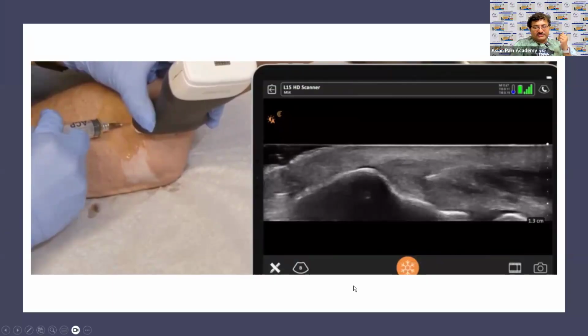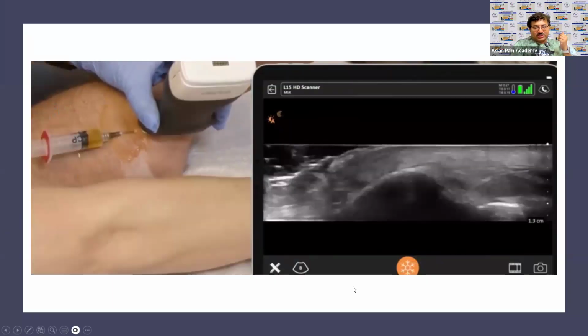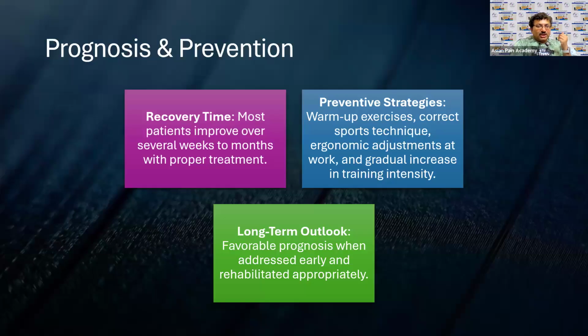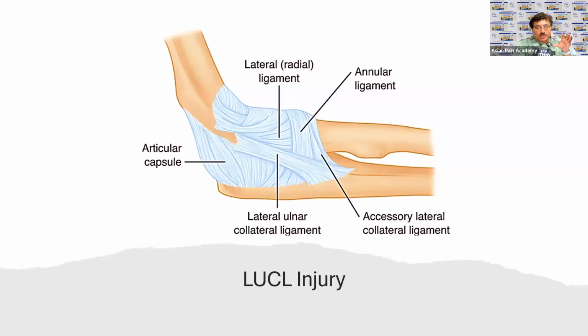This is one of the most common procedures done in musculoskeletal ultrasound. Now prognosis and recovery time: most patients recover over several weeks or months with proper treatment, and preventive strategies like warm-up exercises, correct sport technique, ergonomic adjustment, and gradual increase in training intensity might be required. The long-term outlook is favorable when addressed early and rehabilitated properly.